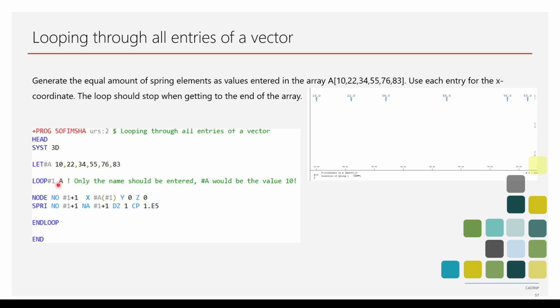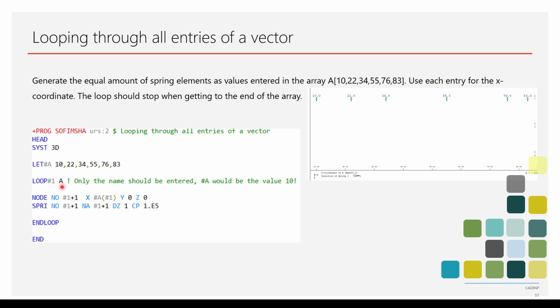What the loop #1a command means in this example is that the loop will be executed as many times as the array has elements. Please note that the hash symbol is disregarded if the number of an array has to be used. In this case, the array A has 6 elements, so the loop will be repeated 6 times.